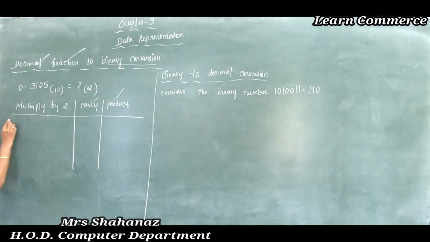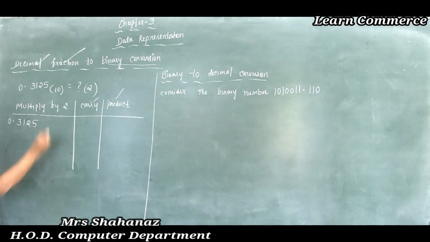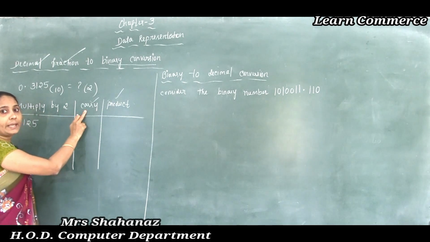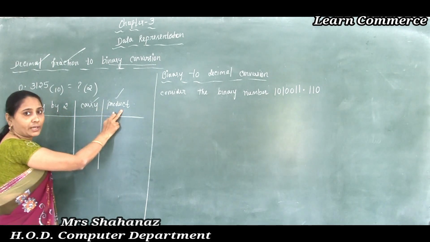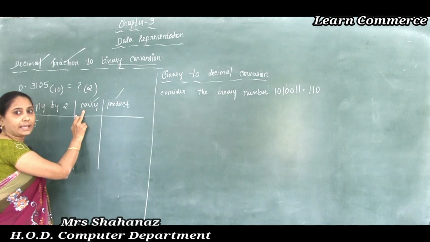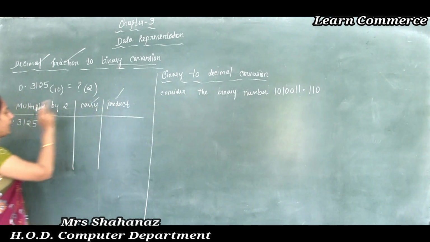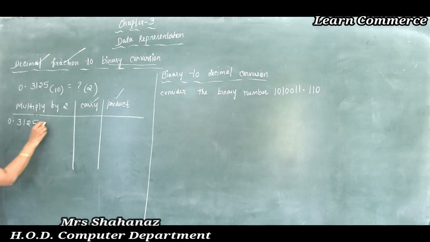The question is 0.3125. I have already prepared some columns. The first column is multiply by 2, and we note the carry as well as the product. The second column is the carry, and the third column is the product. Now, for this question, I am going to multiply by 2. Clear this one?